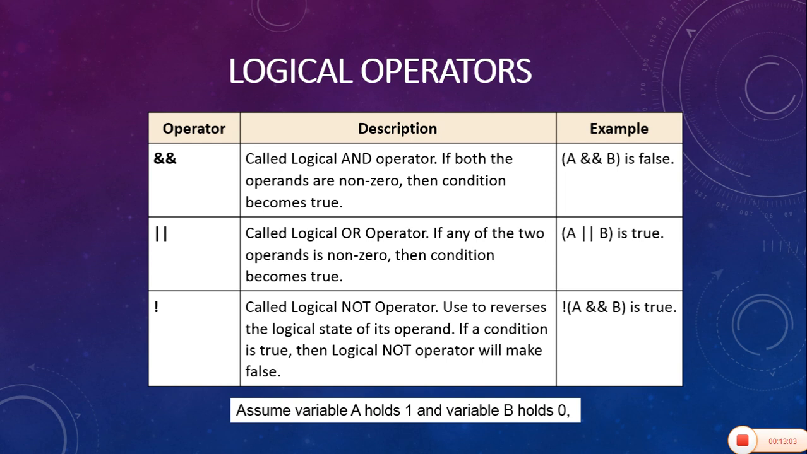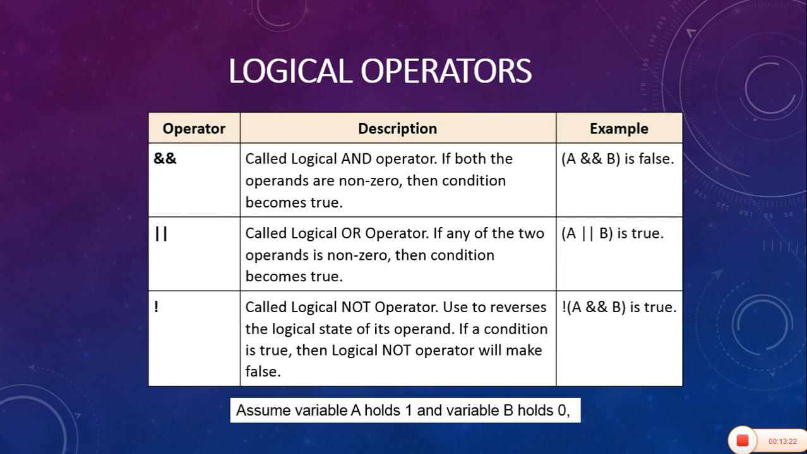If A and B both are non-zero, then if we use the AND operator, the value on the output will be true, otherwise it will be false.